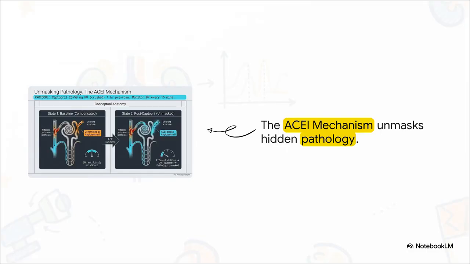Now, to force the kidney to show its hand, we use an ACE inhibitor called captopril. See, in a patient with renal artery stenosis, the kidney is basically faking it. It's artificially keeping its filtration rate up by constricting the efferent arteriole using angiotensin II. It's a clever biological trick.